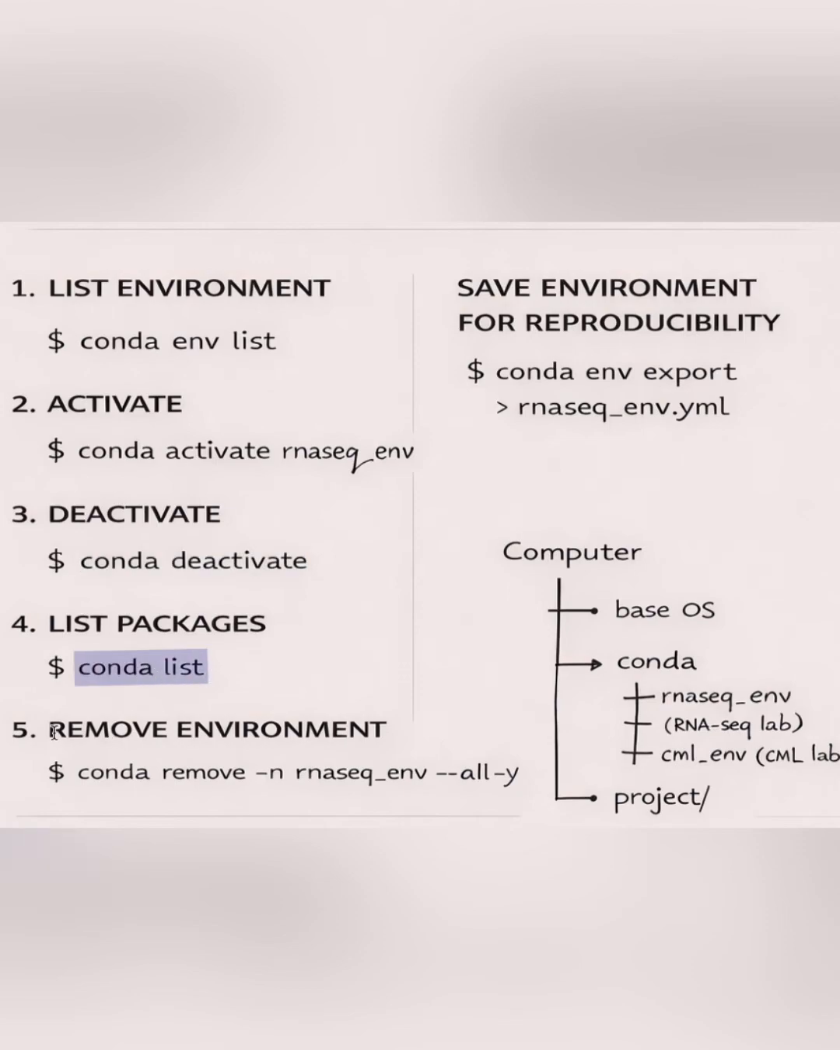Now, sometimes you want to check what tools are installed inside your environment. For that, use conda list. This will show all packages and their versions. If you ever want to delete an environment completely, like if you don't need it anymore, you can remove it using conda remove -n rnaseq_env --all -y. Now the most important part here is reproducibility. To recreate the exact same setup later, you can export it to a YAML file. conda env export > rnaseq_env.yml.